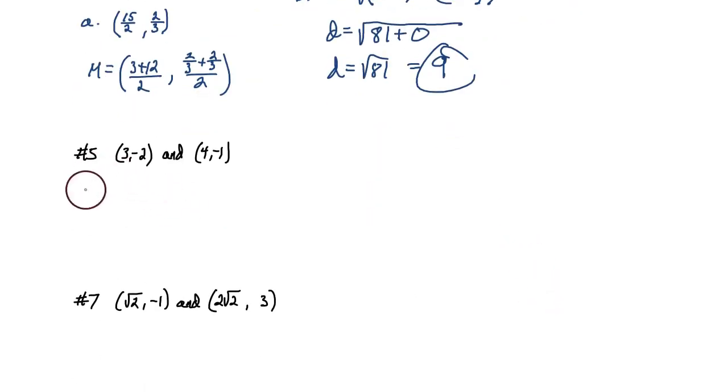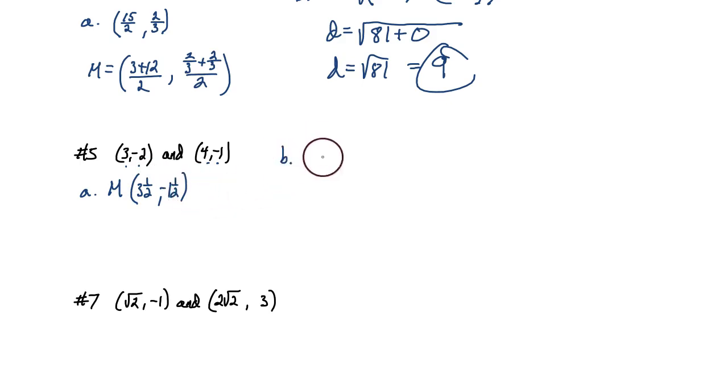Number 5, part A, we want to get our midpoint. So we want to average the x and y coordinates. What number is halfway between 3 and 4? It's 3.5. What number is halfway between -2 and -1? It's -1.5. Certainly you could do fractions or decimals here, and that would be the same.